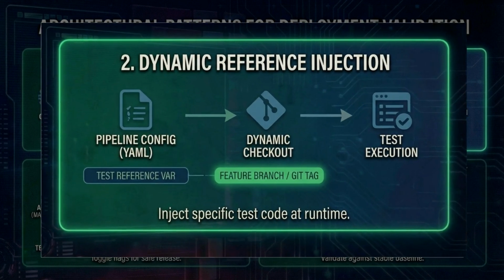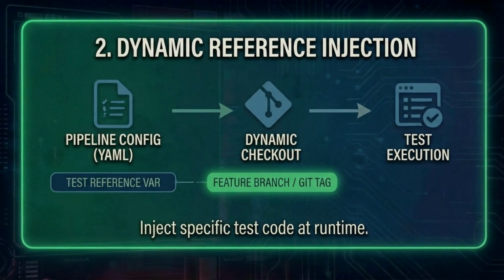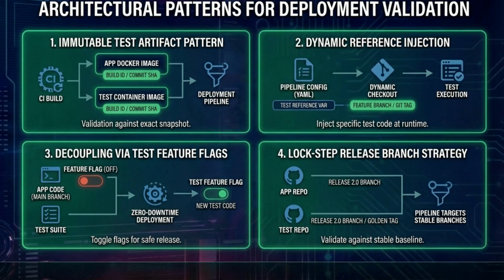Second, dynamic reference injection. For rapid iterations, hard-coding branch names in your Jenkinsfile or YAML configuration is inefficient. Instead, parameterize your pipeline to accept a test reference variable. While the default is main, this allows a release engineer to inject a specific feature branch name or a Git tag from the test repository at runtime. You deploy the application candidate, but dynamically check out the specific test code required to validate it.